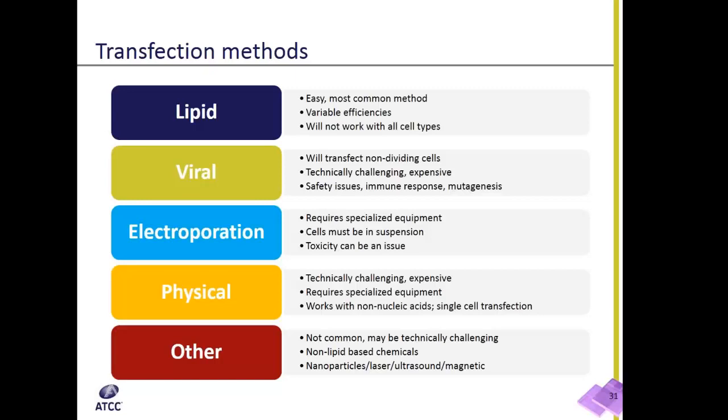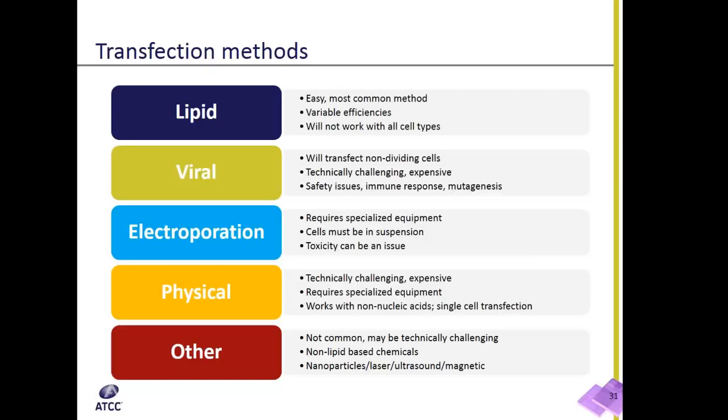The next method are physical methods, and these methods usually involve equipment that is used to penetrate the cell membrane. A common example of this is microinjection, which uses a needle to deliver the nucleic acid to the cell. The equipment is very expensive, requires a lot of training, and can also only process one cell at a time. So it's a very laborious process and of very limited use in the lab.